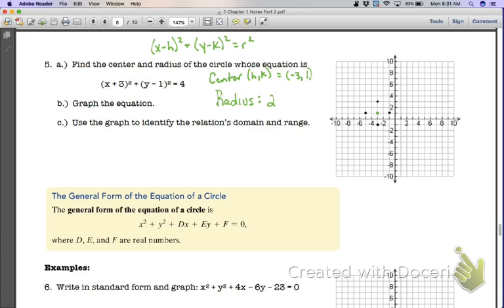So from there, you get a fancy little tool like that, and you draw the circle. You guys need one of those.